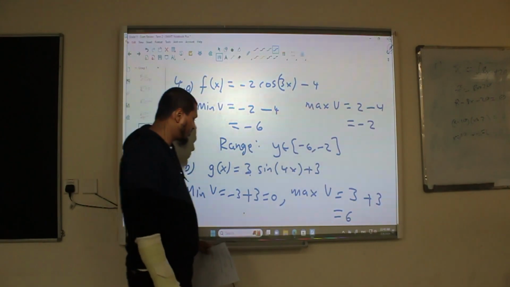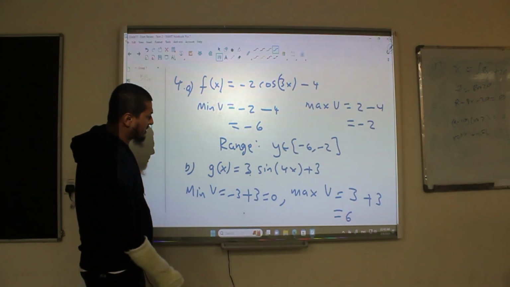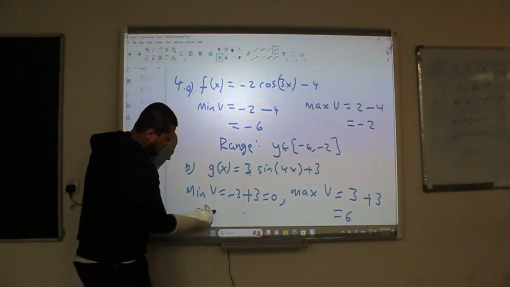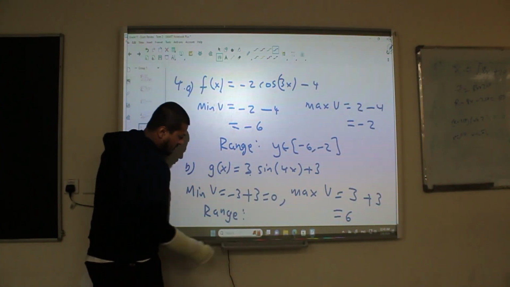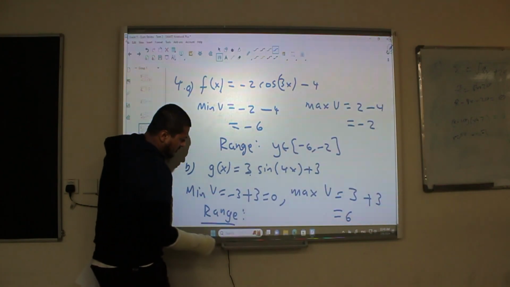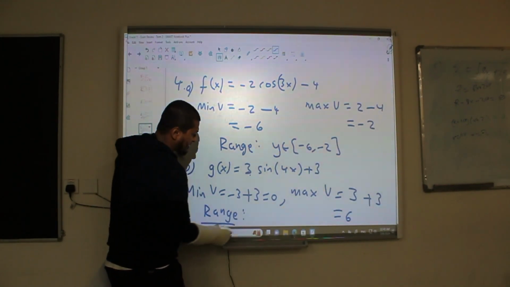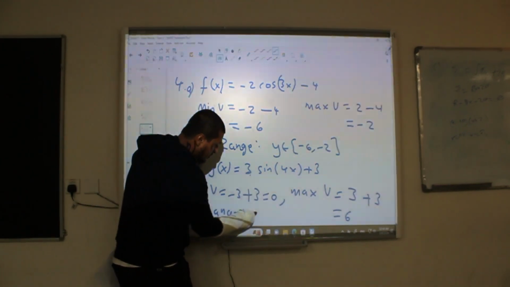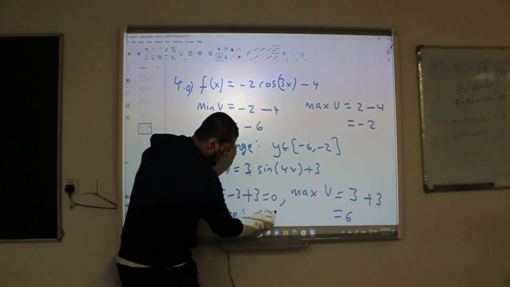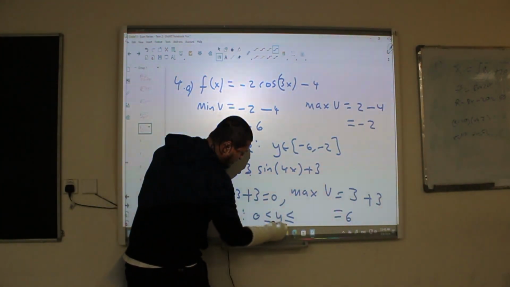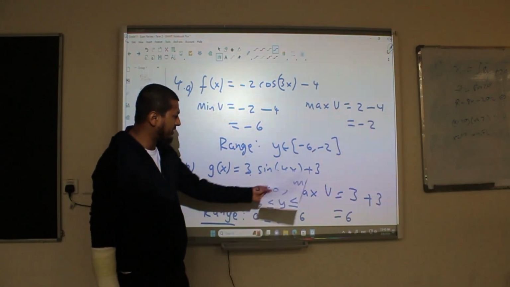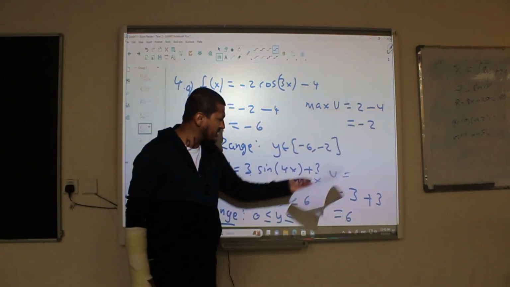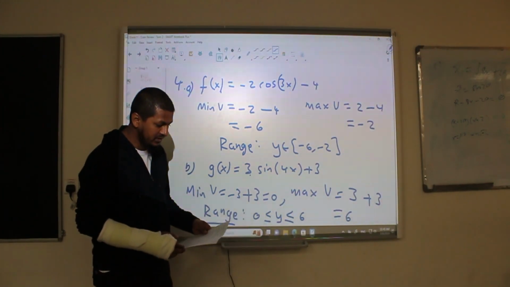And if you want to write the range, you can write it like this as well, not always in set notation. We can also use inequality notation for the range, which you can write as 0 is less than or equal to y, which is less than or equal to 6. You can also write it like this, or if you are comfortable writing it with 0 and 6, that's fine as well. I hope you understand it, guys.